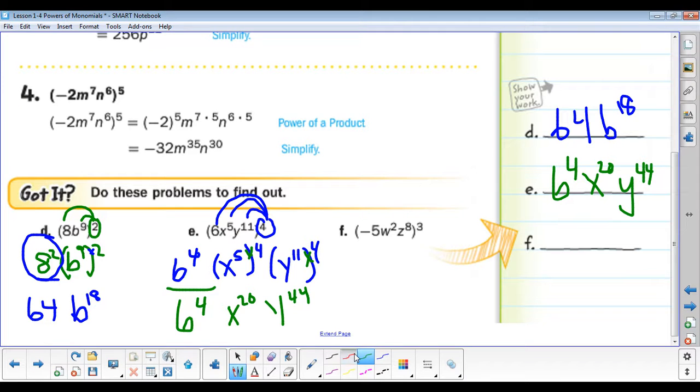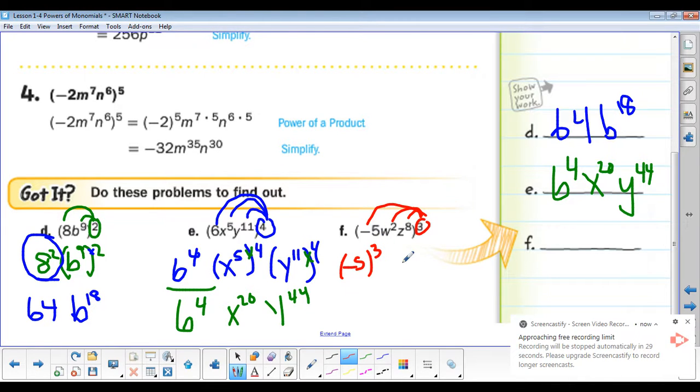And the last one works the same way. This 3 gets distributed to everything on the inside of the parentheses. So we have -5 to the 3rd power. And notice whenever I have a negative, I keep it in parentheses. We have w squared to the 3rd, and we have z to the 8th to the 3rd. I end up with -5 to the 3rd power, w to the 6th power, and z to the 24th. We don't need to multiply that out.